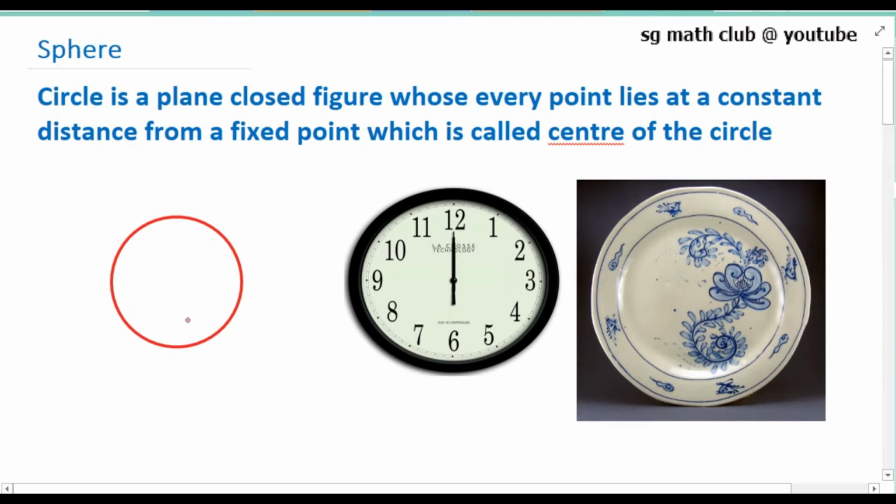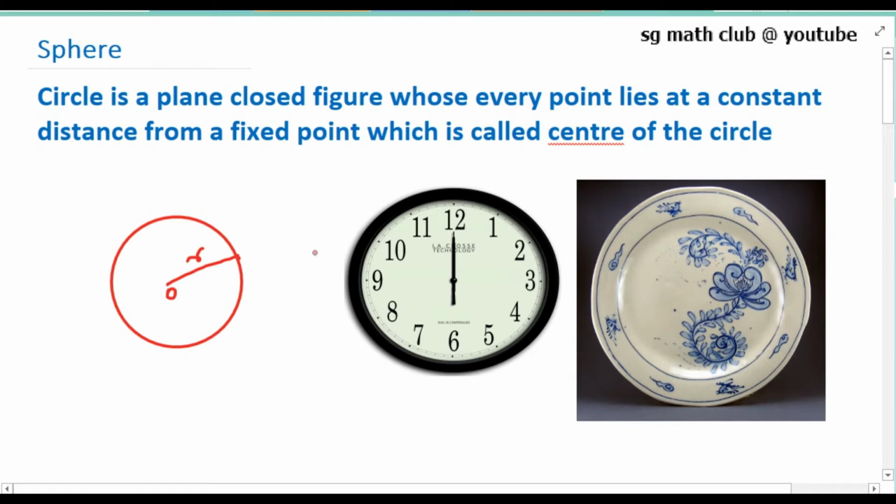Can you draw a circle on a paper? Of course, we can, because a circle is a plane closed figure whose every point lies at a constant distance from a fixed point. This constant distance is the radius and the fixed point is the center of the circle. You can see so many examples from our day-to-day life, like a clock, a wheel, a dining plate.